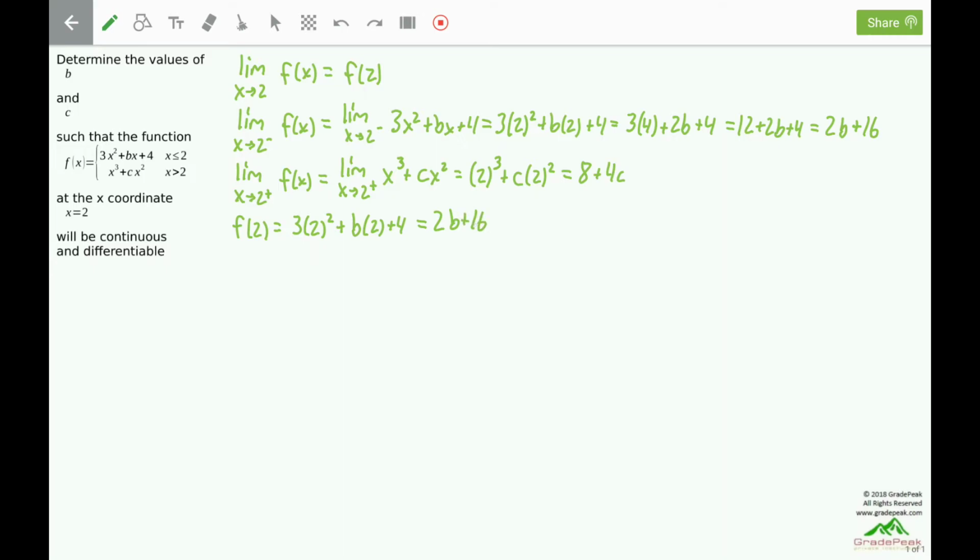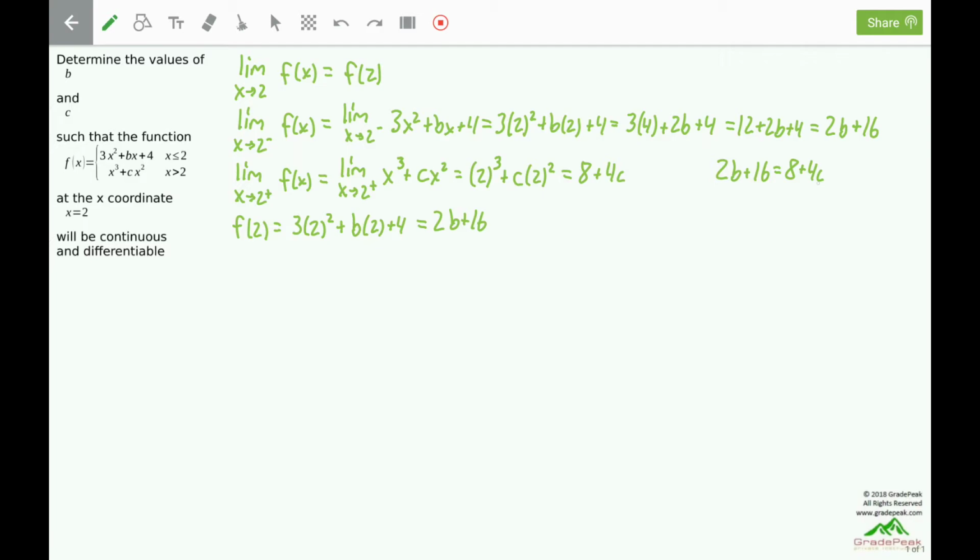Now these all need to match each other. To have continuity, we have to have the left side limit and the right side limit match, and then it has to equal f of 2. f of 2 already matches the left side limit, so we really just need the left side limit to match the right side limit. So we have this result hold true.